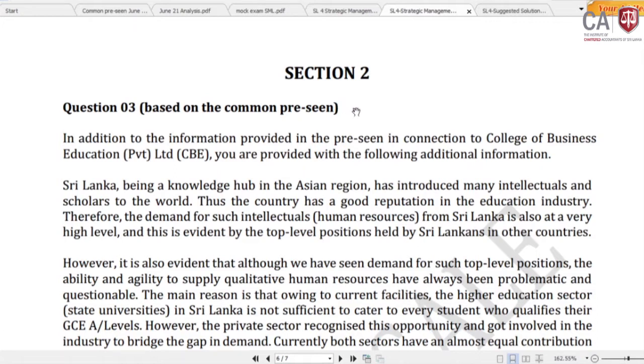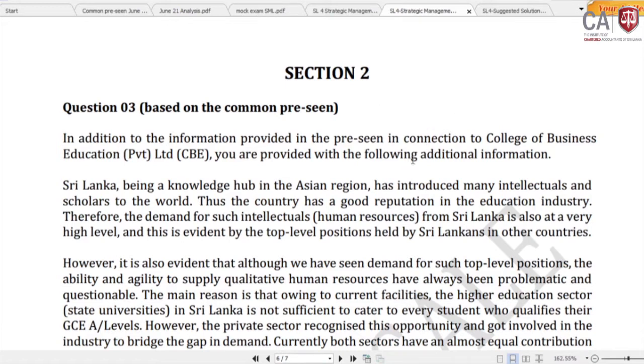So, we will discuss section 2, question number 3. You know that this question number 3 is based on the common pre-seen given scenario. This common pre-seen is normally given 1 month prior to your exam. Therefore, you have the opportunity to work with this pre-seen, so you can do a lot of analysis.